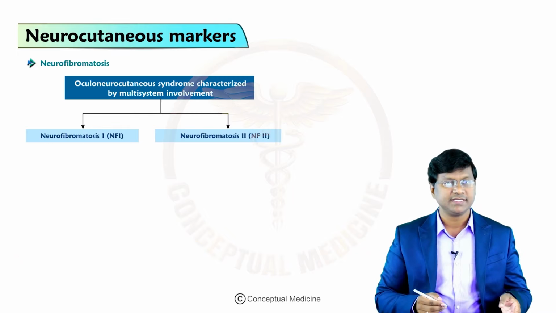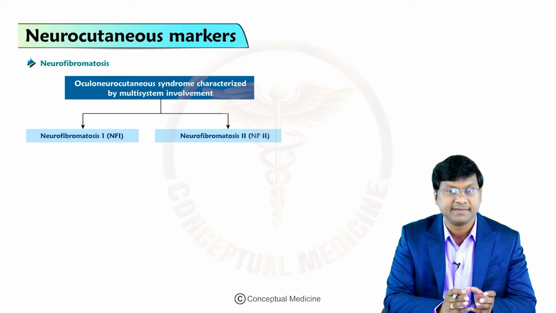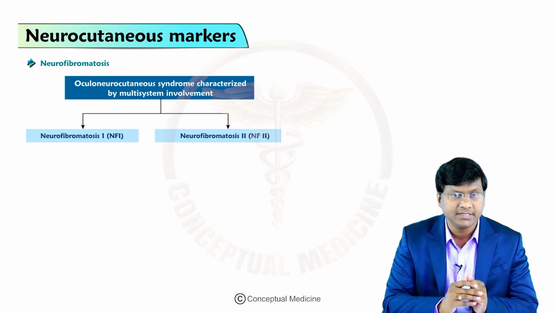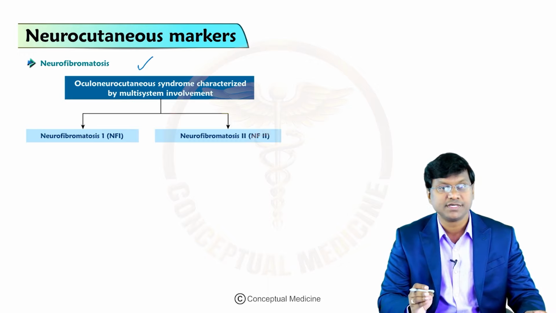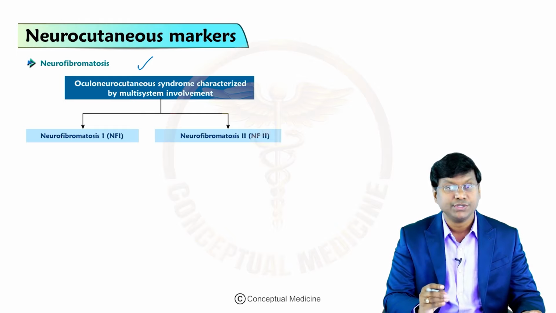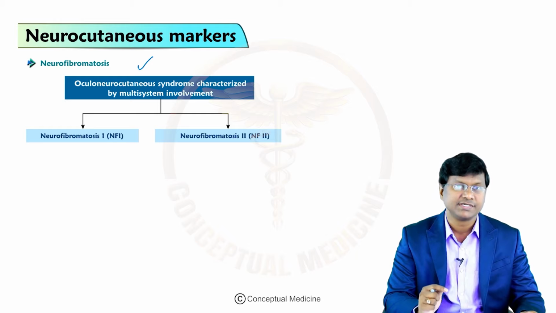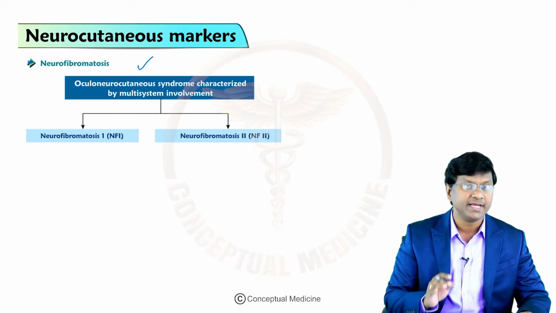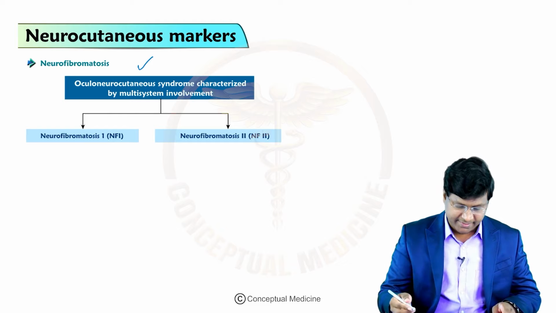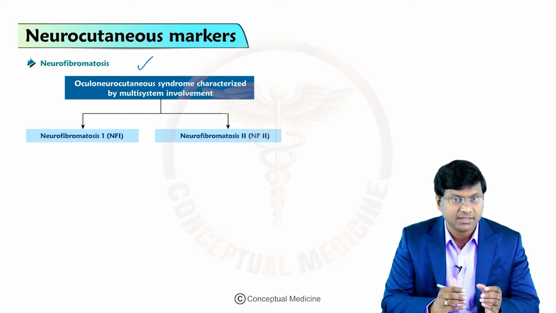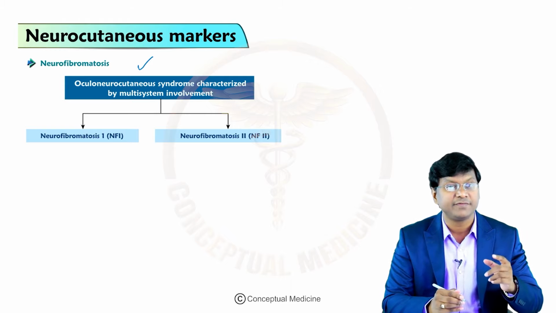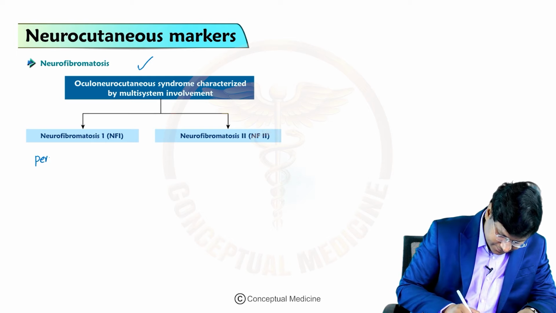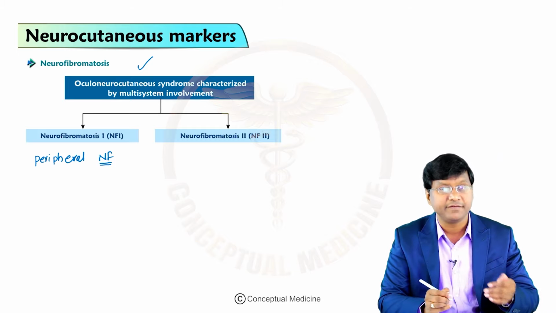Now, I said that this neurofibromatosis is of two types. One is neurofibromatosis type 1 and the other one is neurofibromatosis type 2. The other name of this neurofibromatosis is oculo, that is eyes, neuro, that is CNS or brain, cutaneous, skin involvement will be there. Oculo-neurocutaneous syndrome, right, which is characterized by a multi-system involvement. So, neurofibromatosis type 1 is nothing but peripheral neurofibromatosis.